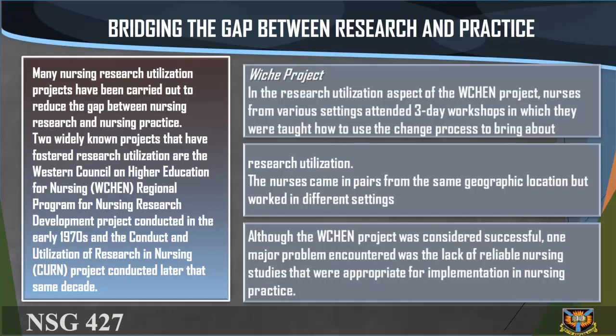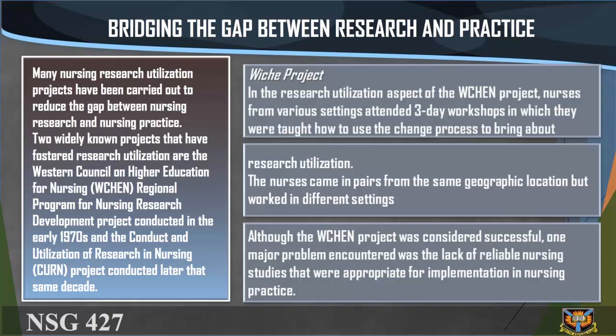Two widely known projects that have fostered research utilization are the Western Council on Higher Education for Nursing (WCHEN) regional program for nursing research development project, conducted in the early 1970s, and the Conduct and Utilization of Research in Nursing (CURN) project, conducted later in that same decade.